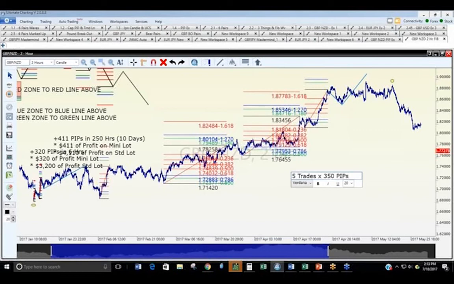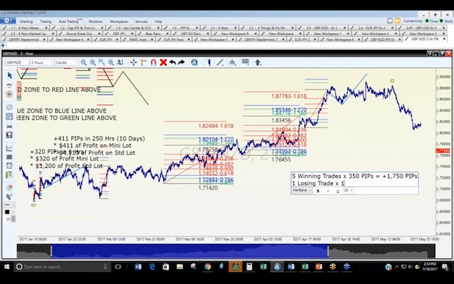I think on the first one we made around 350. In the second trade we made about 411. I just want to give you an example. So we had 5 winning trades times 350 pips. So that would equal, okay, that's 1,500 plus 250. That would equal 1,750 pips. Okay? We had, in this last example, 1 losing trade.